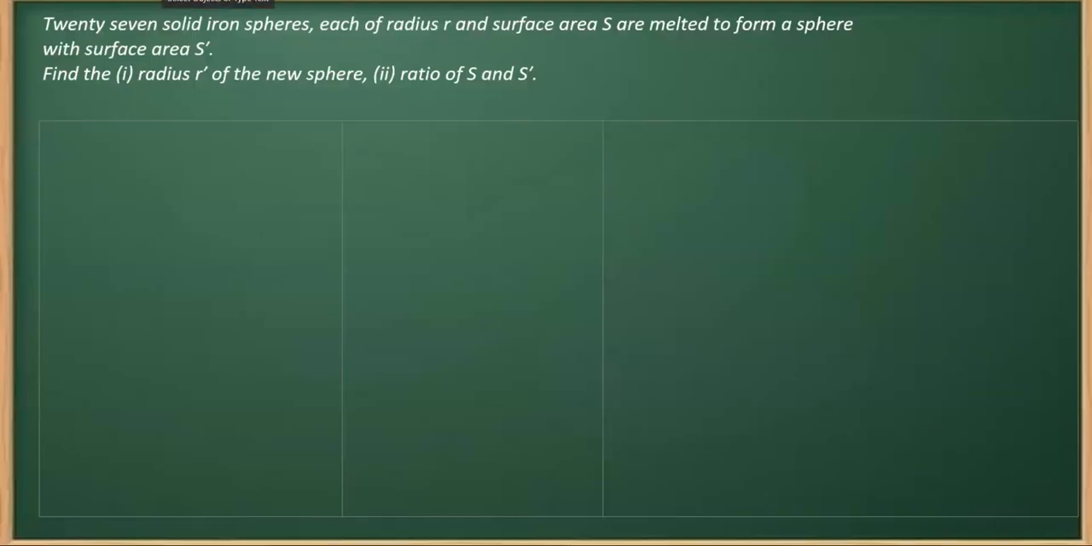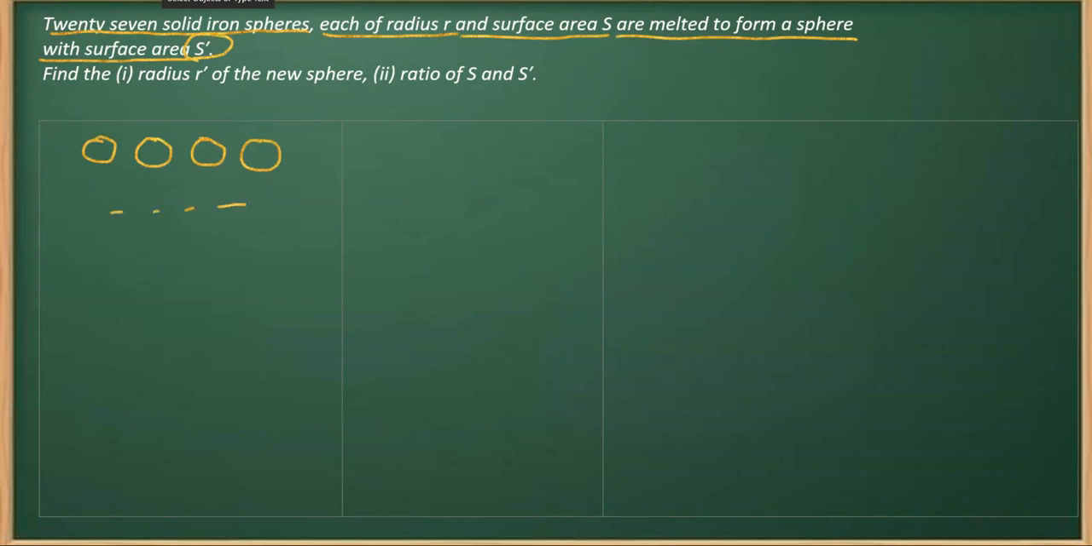This is one question taken from surface area volume class 9th. It says 27 solid iron spheres, each of radius r and surface area s, are melted to form a sphere with surface area s dash. It means to say that there are small spheres, right? There are 27 in number altogether. So these are melted to form one big sphere.